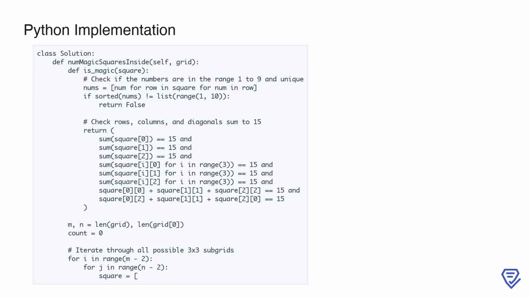After defining the helper function, we determine the dimensions of the grid and initialize a counter count to 0. This counter will track the number of magic squares we find. Now, to identify all possible 3 by 3 subgrids within the given grid, we use nested loops. The outer loop iterates through the rows, stopping at M-2 to ensure we don't go out of bounds, while the inner loop does the same for the columns, stopping at N-2.